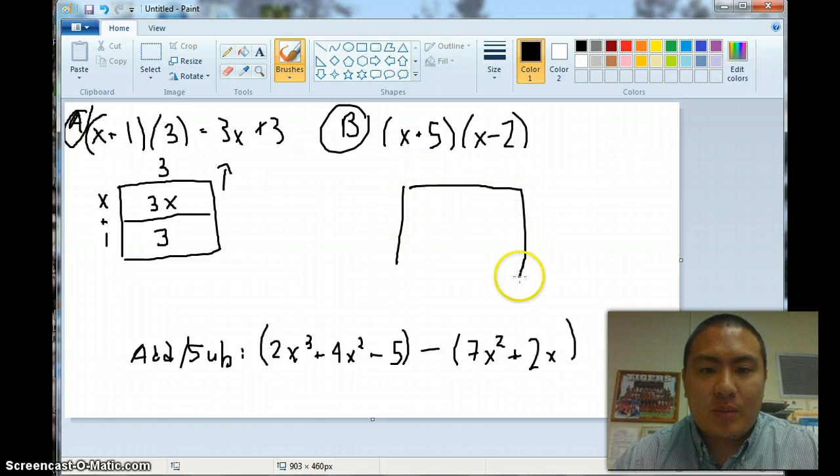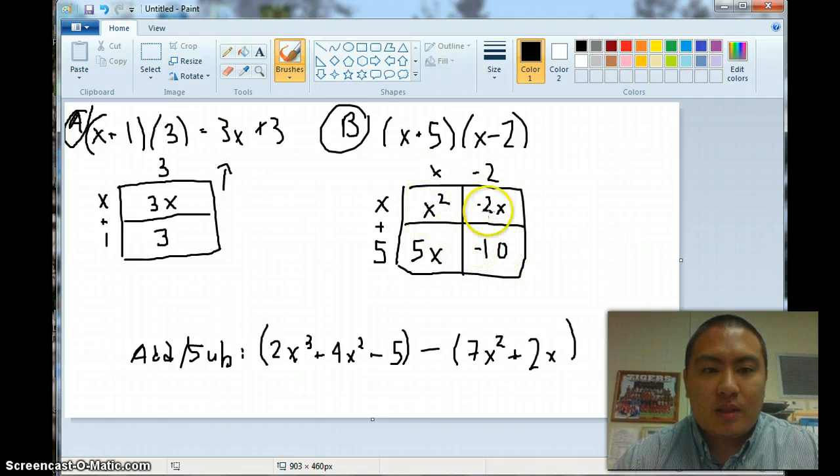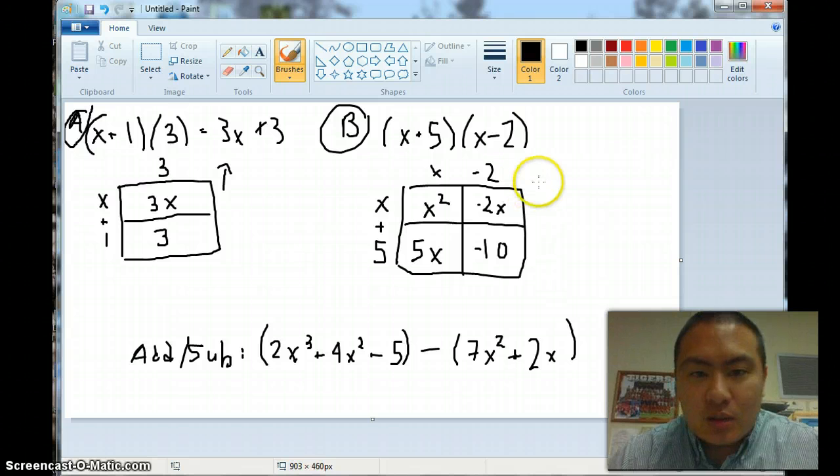And if we do the area model, we'll have an x plus 5 and an x minus 2 over here. Okay, so we split this into 4, and then we're going to go ahead and multiply. x and x give me x squared, x and 5 give me 5x, x and negative 2 give me negative 2x, negative 2 and 5 give me negative 10. Alright, so all you have to do now is combine everything inside the area. So go ahead and write it out.